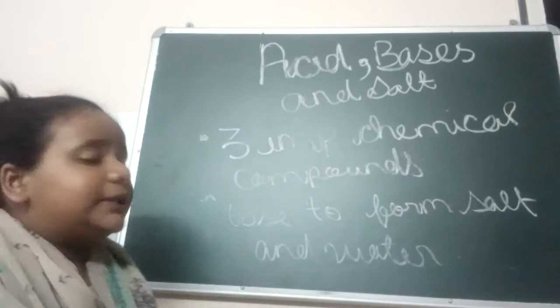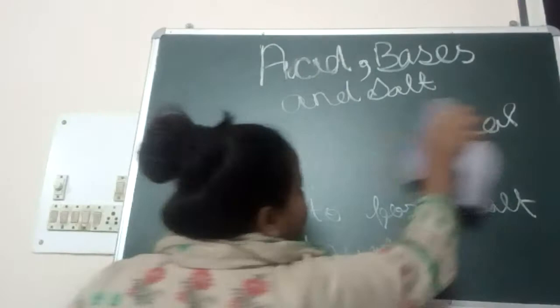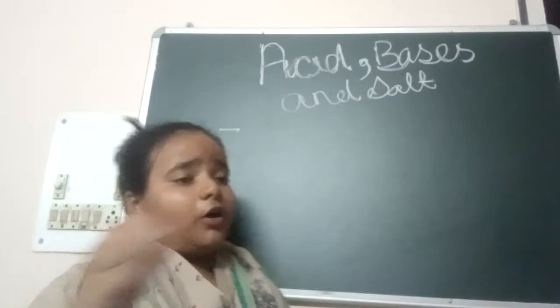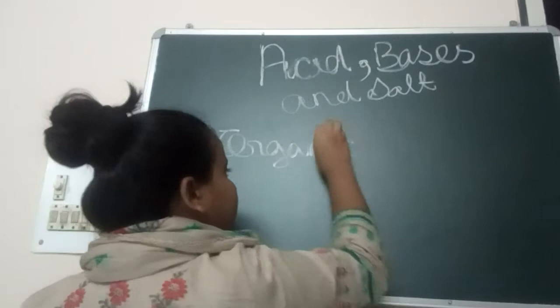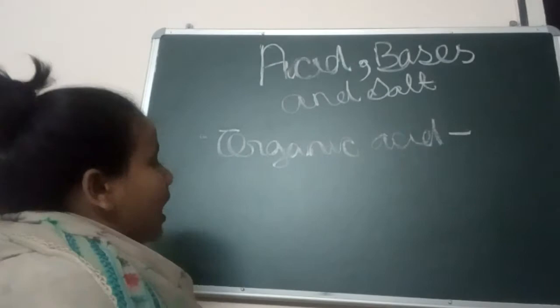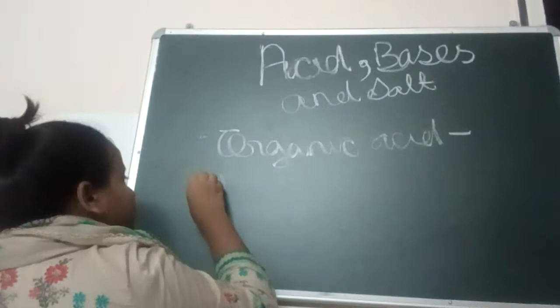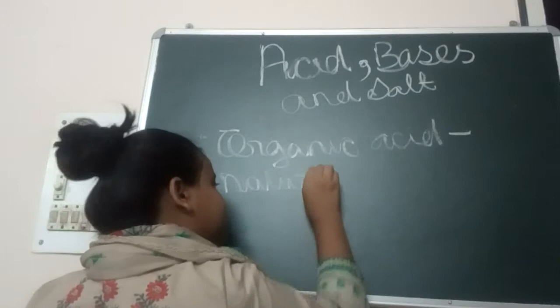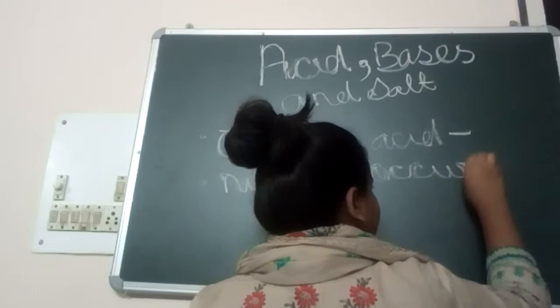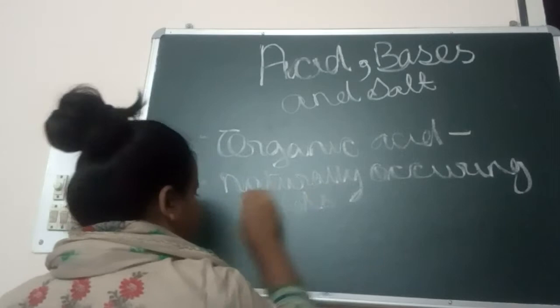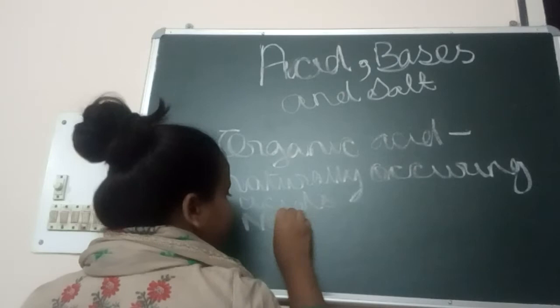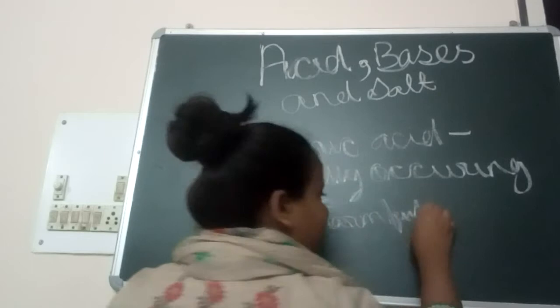Organic acids and mineral acids. First, we'll talk about organic acids. Organic acids are naturally occurring acids. They are not harmful, and they are weak acids.